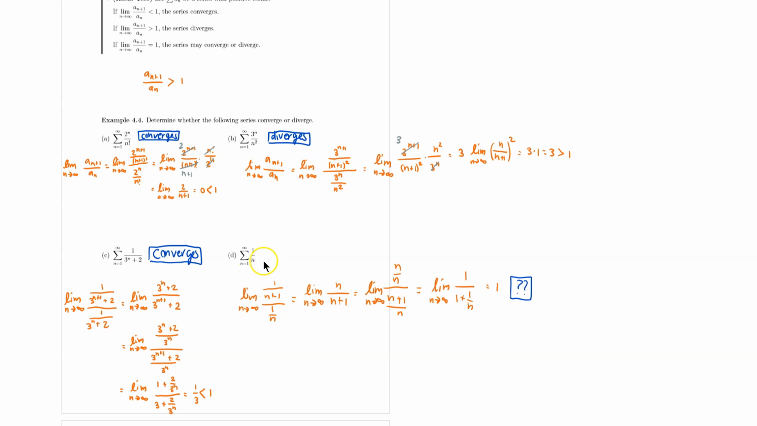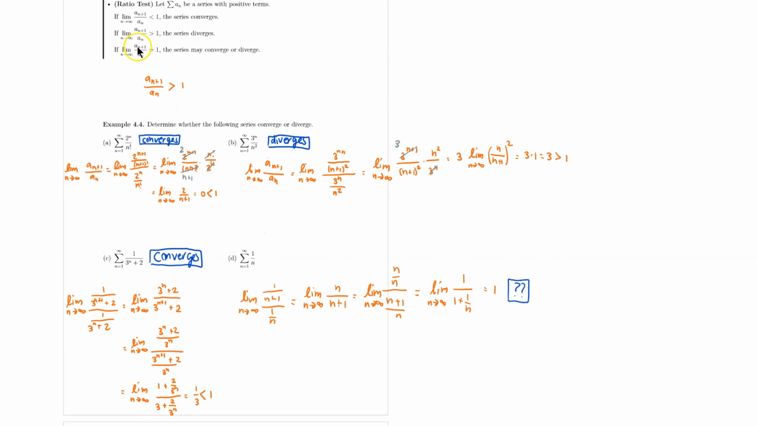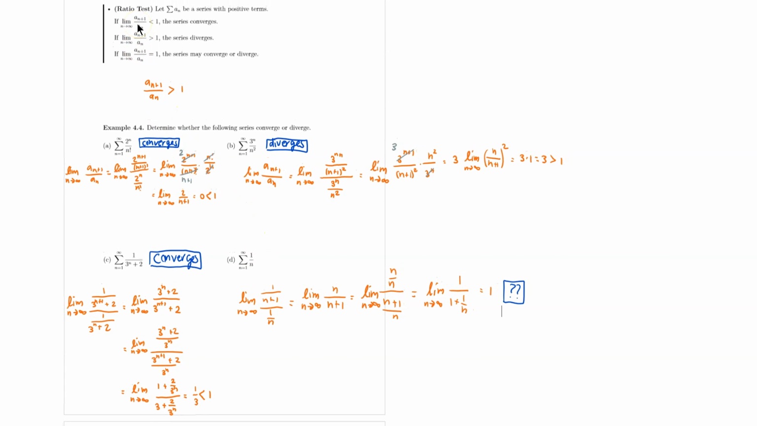But in fact, like I said earlier, we actually knew from the fact that this is a harmonic series that it is going to diverge. So sometimes it depends on the test that you are using as well. Maybe you use one test and it doesn't work, so that means you have to try using other methods.